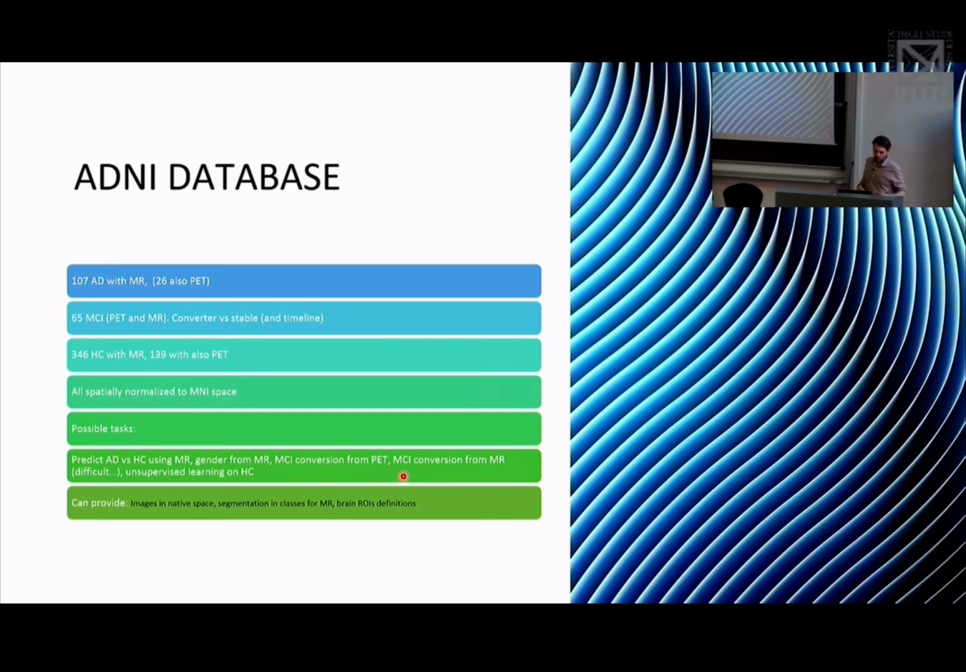Or you can also do some unsupervised learning on healthy controls and try to predict some demographics, to see what appears within them. And indeed, I can provide images in native space. If you want to work on that, I can provide you some segmentation in classes like gray matter, white matter, and cerebrospinal fluid for the MR images, or the standardized templates.